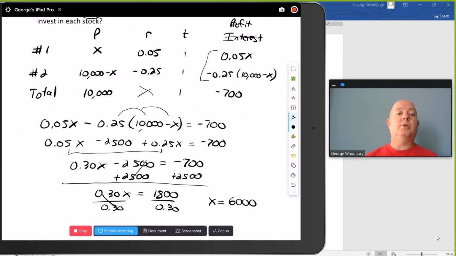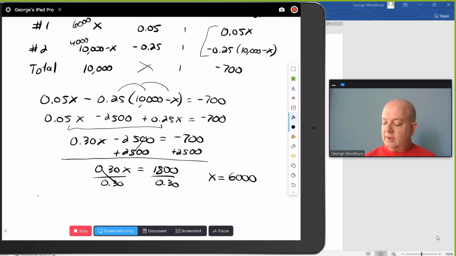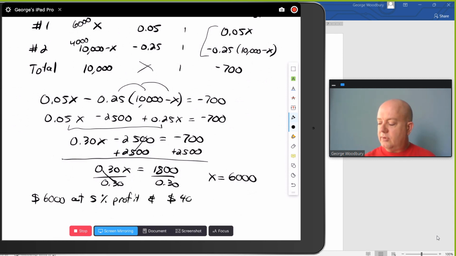We needed to know how much was invested in each stock. So again, that first one was simply X, that's 6,000. The other one is 10,000 minus 6,000, or the amount that's needed to make the total 10,000, and that's going to be 4,000. So we could write something like this: $6,000 at 5% profit and $4,000 at 25% loss.